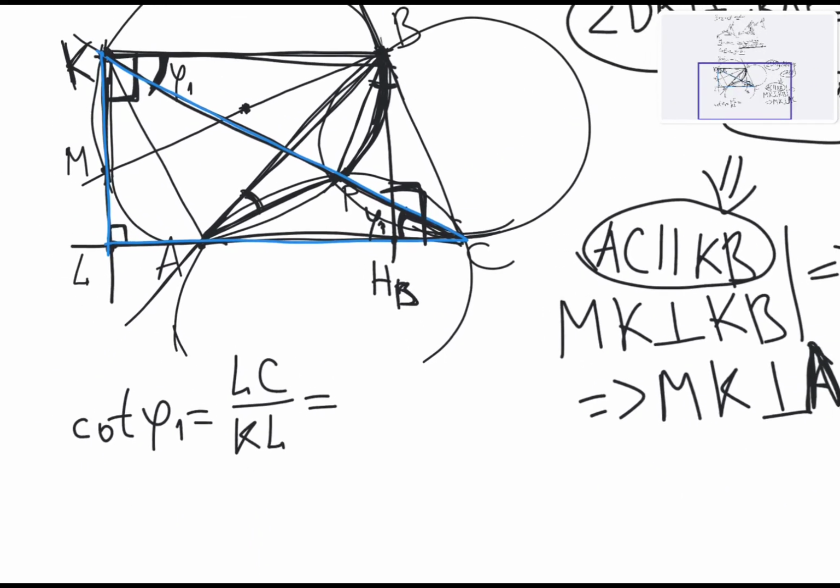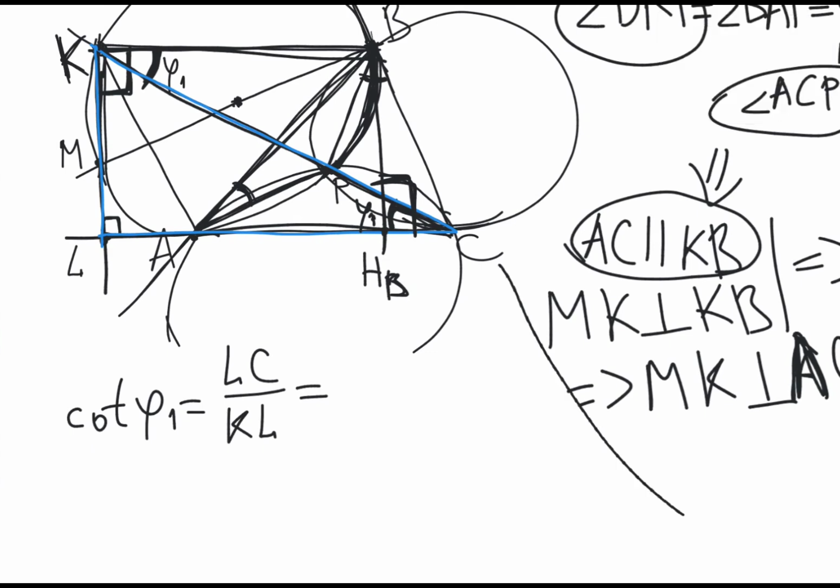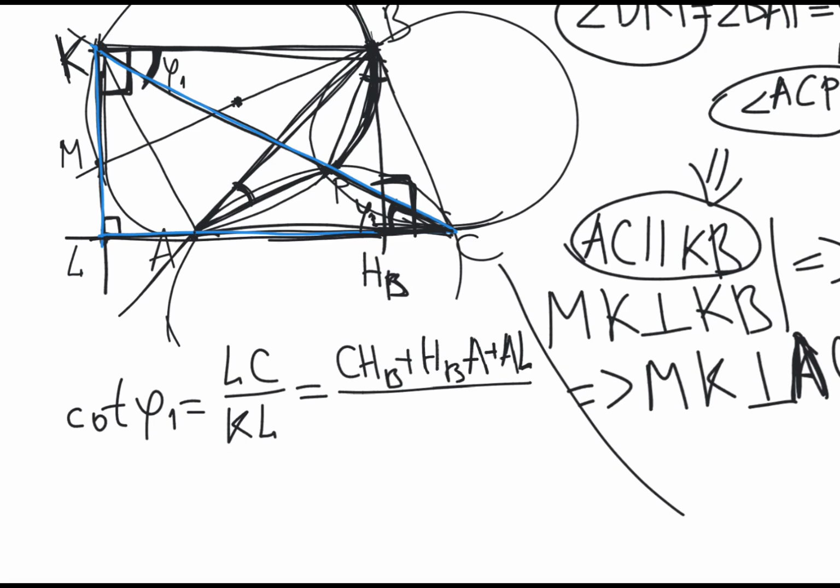So now we divide LC into 3 parts. So LC is equal to CHB plus HBA plus AL, right? So we divide it into 3 segments. So CL, we divide it into CHB, HBA, and AL. In the denominator we keep KL.